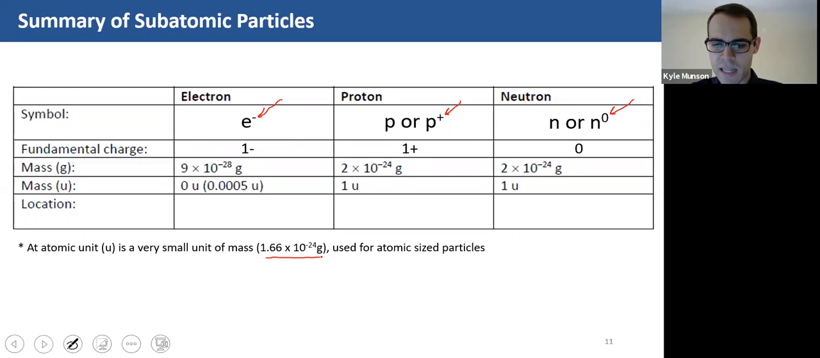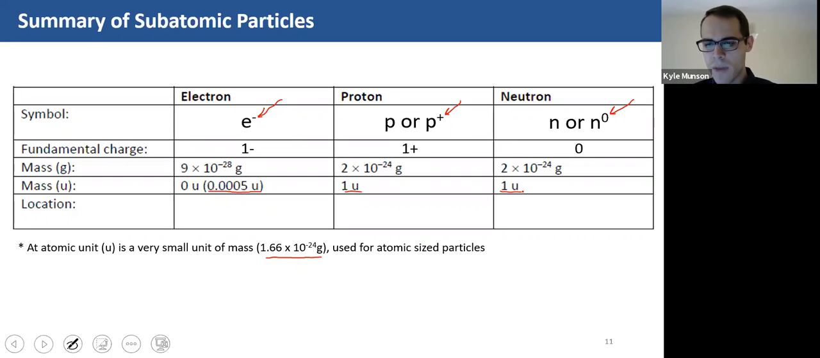If you do those conversions, you get approximately the following values. The mass of an electron is 0.0005 atomic units, and the mass of a proton and a neutron are about 1 atomic unit. That gives you a sense of scale, hopefully, of the differences between a proton and an electron.